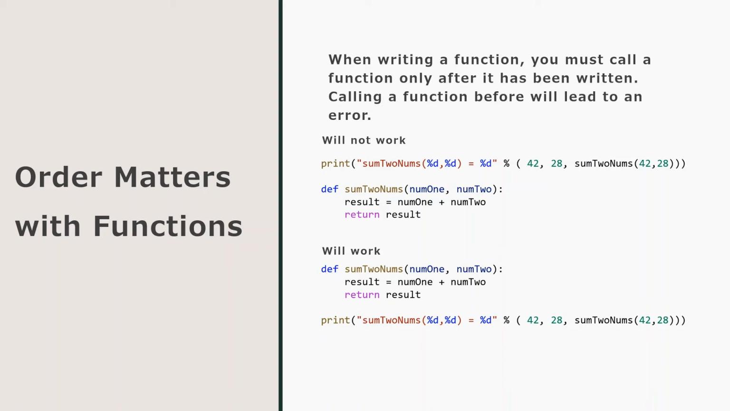For example, that first set of code shows us calling the function before it is actually written. That will lead to an error because sum2nums doesn't exist yet. But that second segment of code will work because sum2nums already exists and has been defined by the time the print statement runs and the sum2nums function executes.